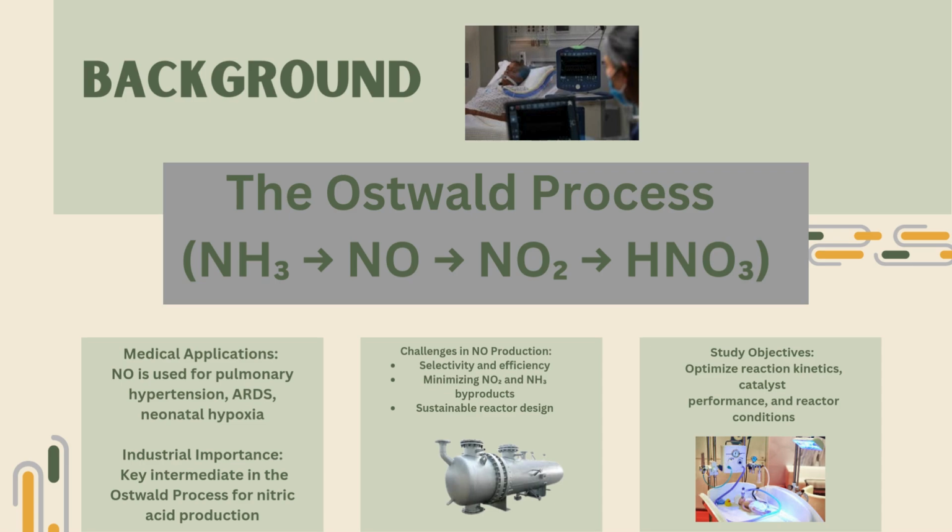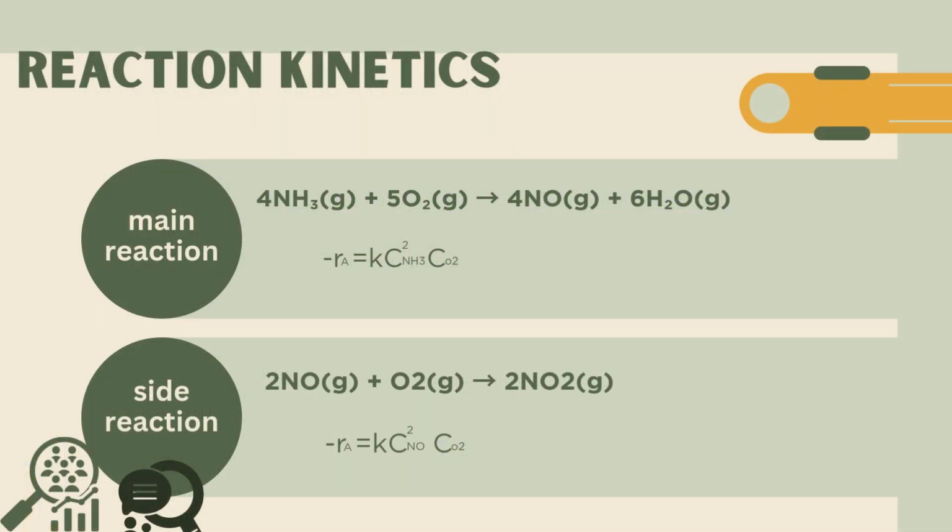at an industrial scale. The production of nitric oxide occurs through the catalytic oxidation of ammonia following this reaction: 4NH3 plus 5O2 produces 4NO plus 6H2O. However, a side reaction occurs, forming unwanted nitrogen dioxide. The reaction follows third-order kinetics, where the rate depends on second-order ammonia concentration and first-order oxygen concentration.